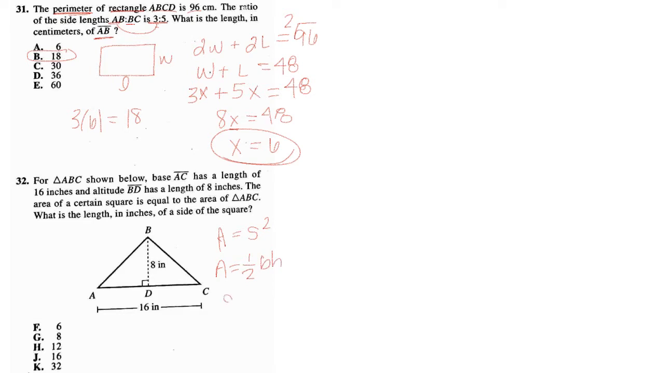So my side squared is going to be equal to 1/2 times 16 times 8. So my side squared is equal to, let's see, half of 16 is 8. And so notice my side squared is 8 times 8, right? So S has to be 8. So 32 is G. Okay, moving on to our other problems.